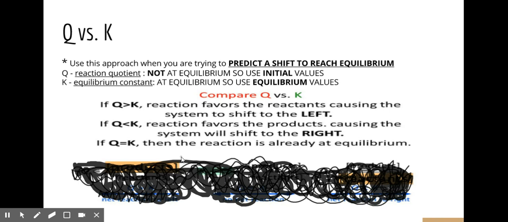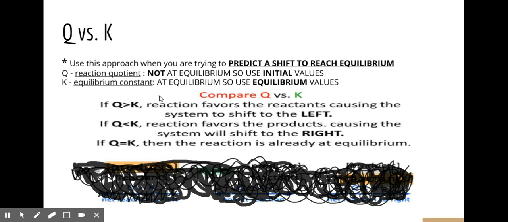Now, Q versus K. When do you use this approach? Well, you use it when you are trying to predict a shift to reach equilibrium. The reason why is because Q, which stands for reaction quotient, means that it's not at equilibrium. So what we have to do is use those initial values. Now going back to that rice chart, the I line, those are initial values. Those are what I plug in for Q.